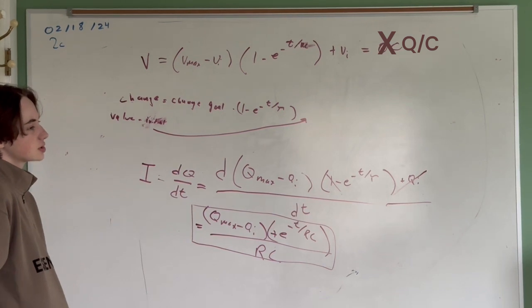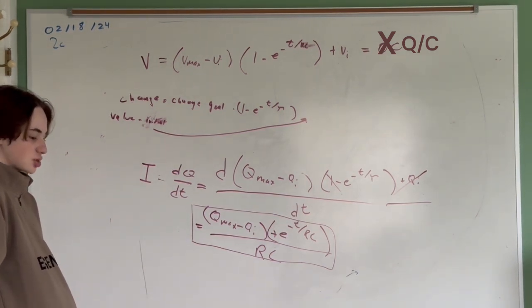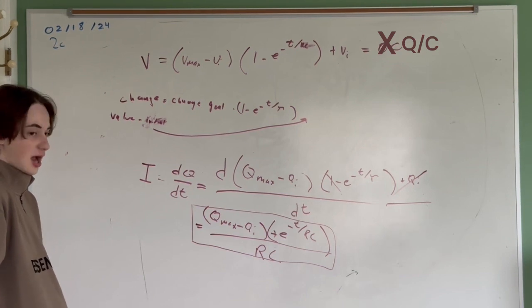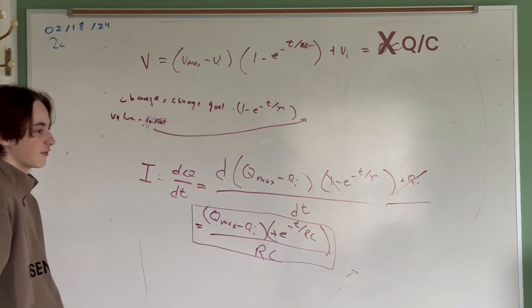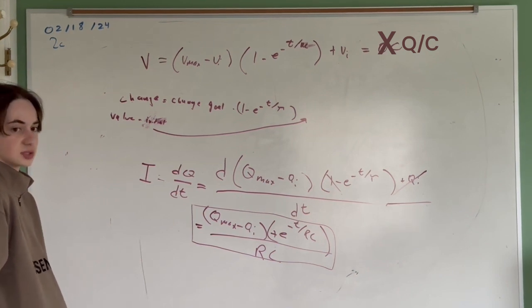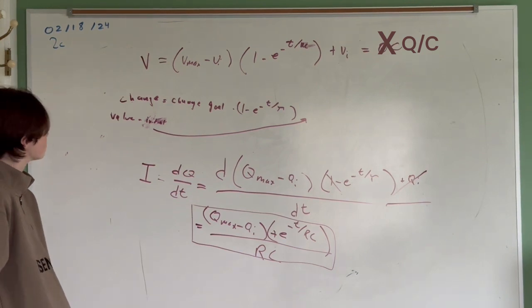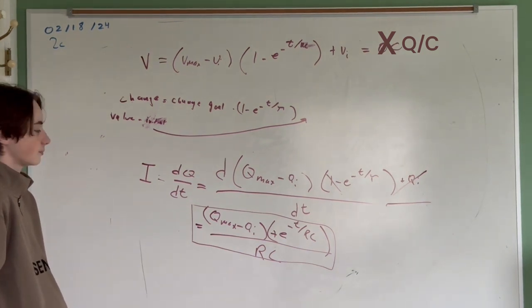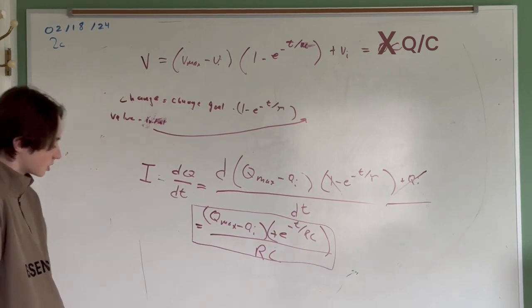Yeah, so I think you can also use I max and I initial, but the thing is I is never going to have a maximum of something that's not zero, because current is the derivative of the change in Q. And then I already showed you guys what the graph looks like.